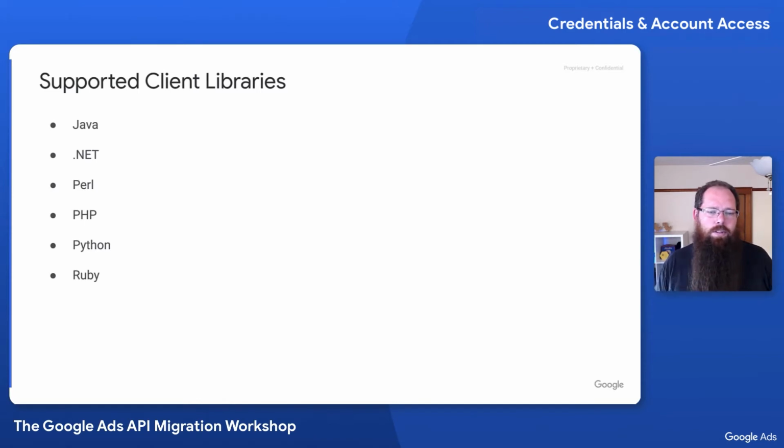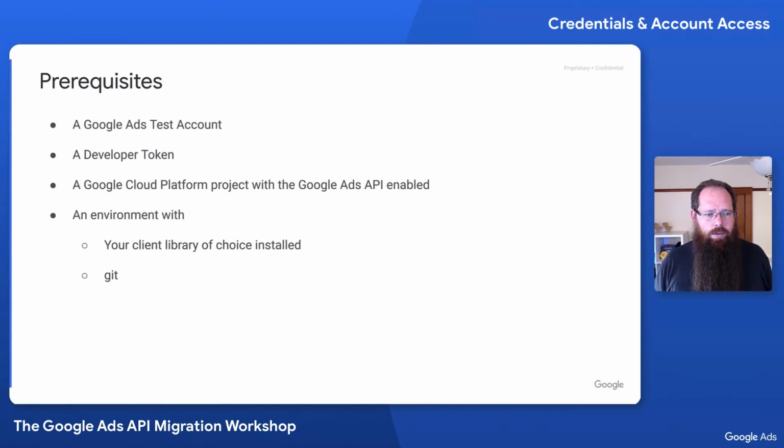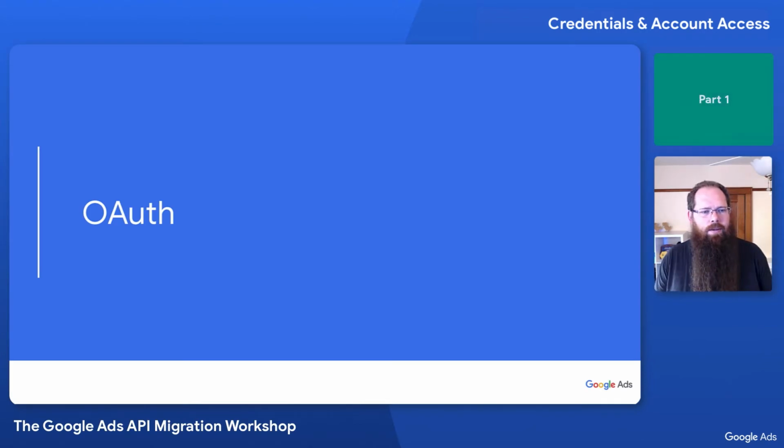And then finally, you will also need Git installed. We will use this to download the Google Ads Doctor tool. So, OAuth, what is it? Well, I'm glad you asked.